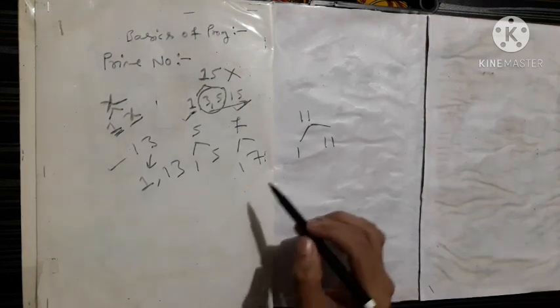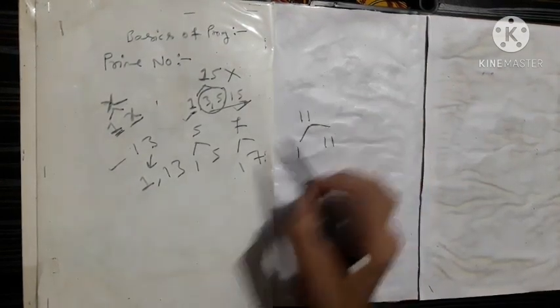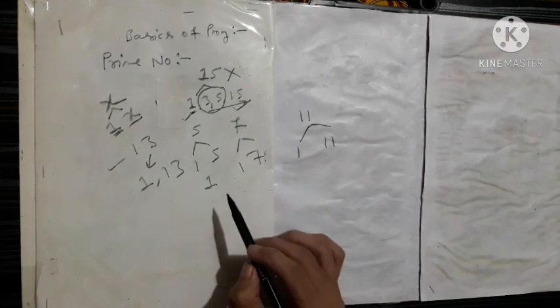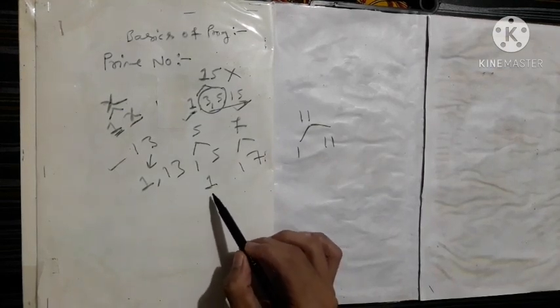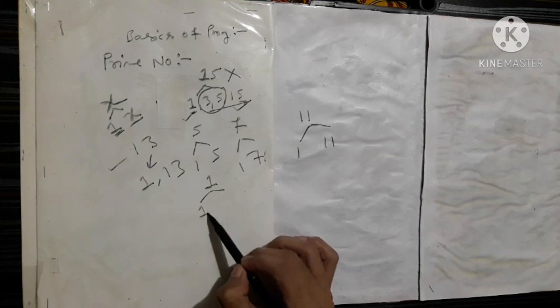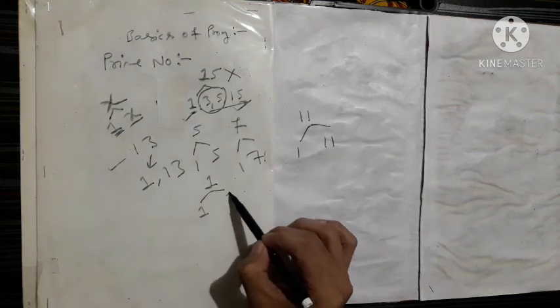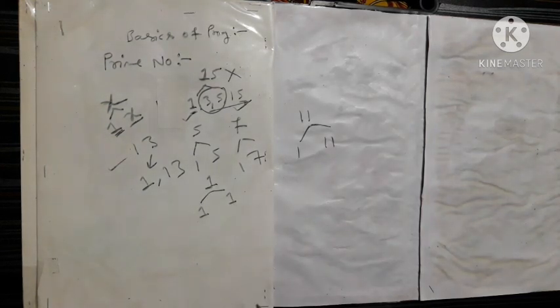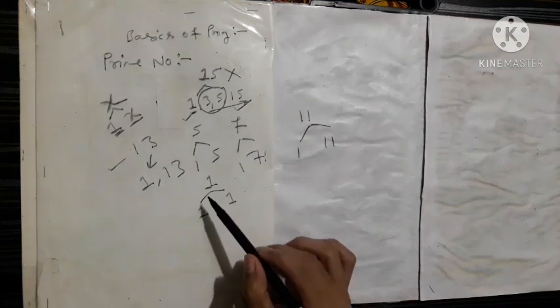Now one can say that 1 is also a prime number. No doubt 1 has two factors, 1 and the number 1 itself, so we can say that 1 is also a prime number, but it is not. Why not? Let me make you understand.